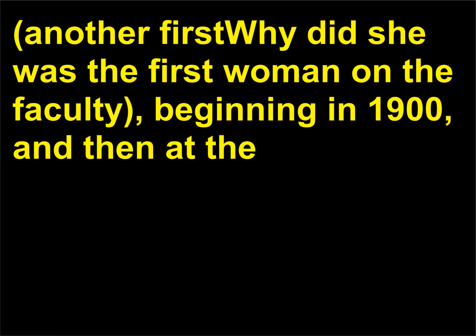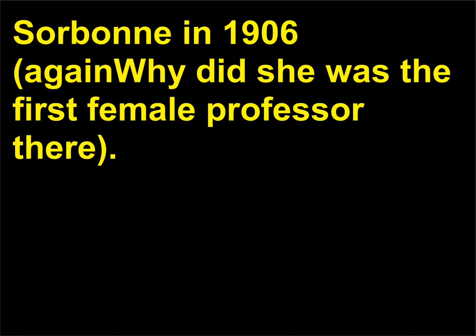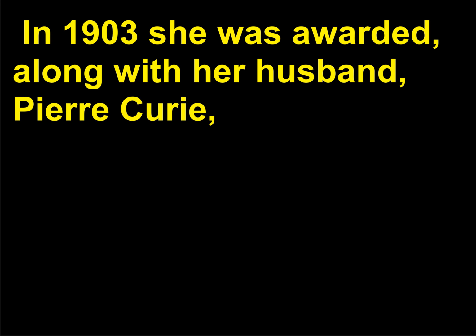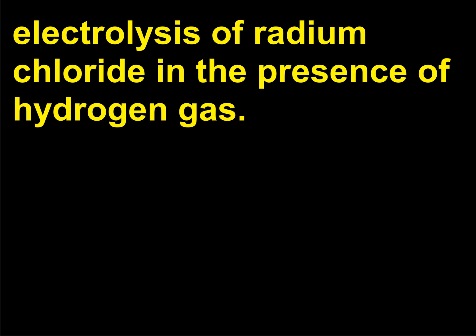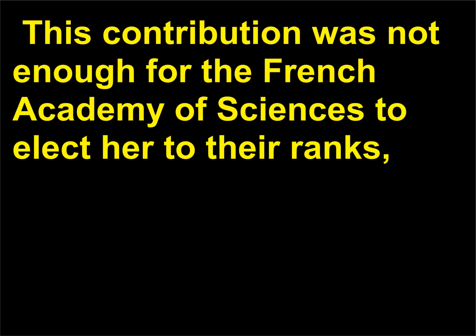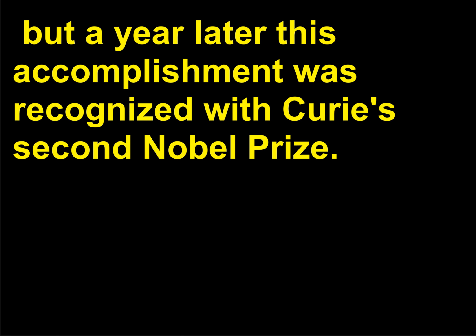Another first: she was the first woman on the faculty, beginning in 1900, and then at the Sorbonne in 1906, again the first female professor there. In 1903 she was awarded, along with her husband, Pierre Curie, and Antoine Henri Becquerel, the Nobel Prize in Physics for her work on radiation. In 1910, Marie isolated radium for the first time by electrolysis of radium chloride in the presence of hydrogen gas. This contribution was not enough for the French Academy of Sciences to elect her to their ranks. But a year later this accomplishment was recognized with Curie's second Nobel Prize.